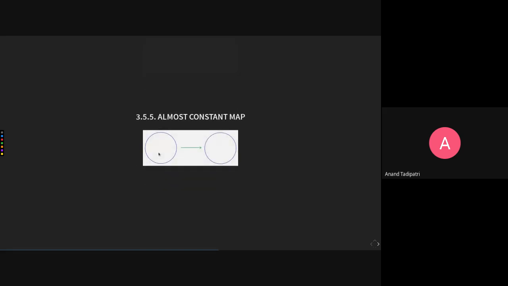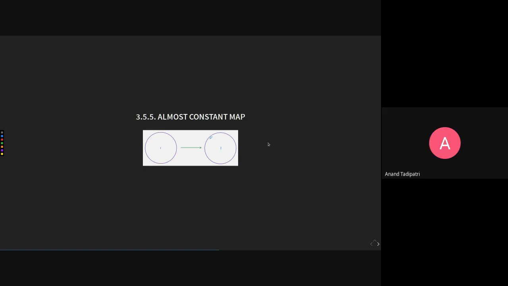Right. So what about this example? Something that's almost constant. So everything except, let's say, 0. So let's say this is 0. Everything except 0 maps to 0. And 0 wanders off somewhere over here. Does the map make sense? This is a discontinuous map, so the theorem does not apply.